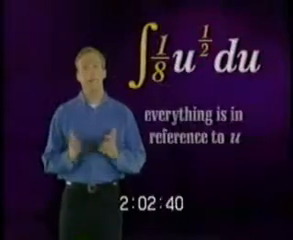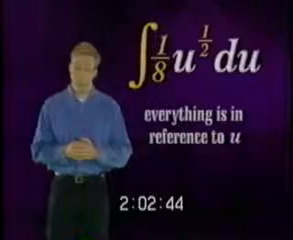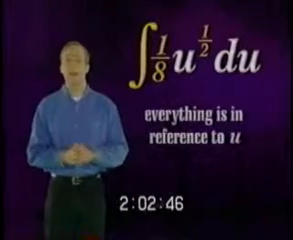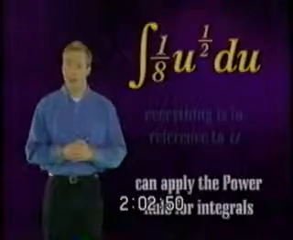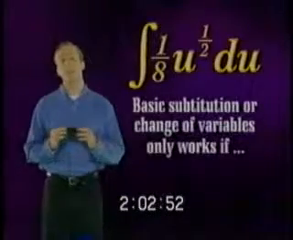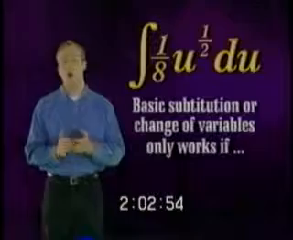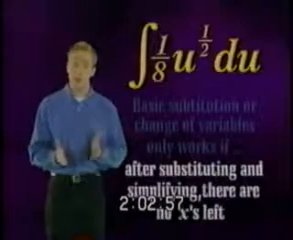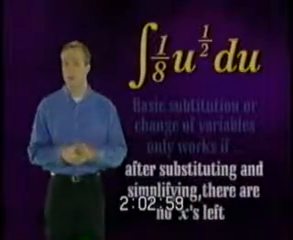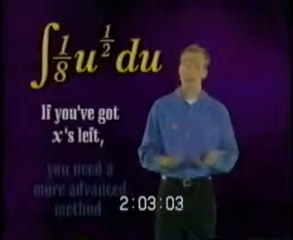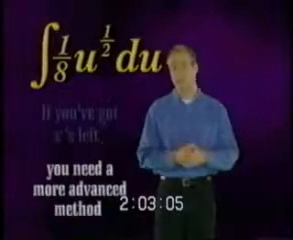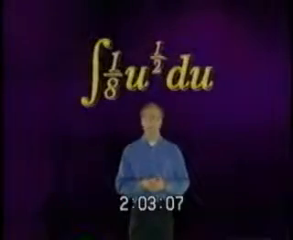Notice that everything is now in reference to u. Me? No, u. Because this is the case, we can apply the power rule for integrals using a u instead of an x. It is important to point out that basic substitution or change of variables only works if, after substituting in for dx and simplifying, as we have here, there are no x's left in the equation. If you've got x's left, you need to use a more advanced method. But we've got no x's, so we can use it.